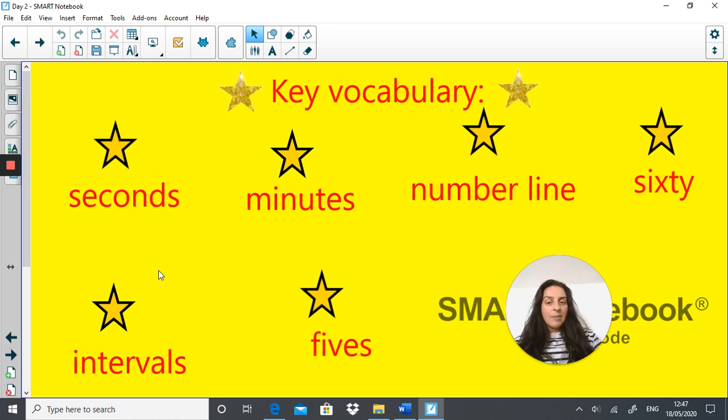So this is our key vocabulary. We have seconds, minutes, number line, 60, intervals, and 5. And based on yesterday's lesson, you should now know why 5s, intervals, and number lines are relevant to our topic of time. And we will be looking at number lines again today.